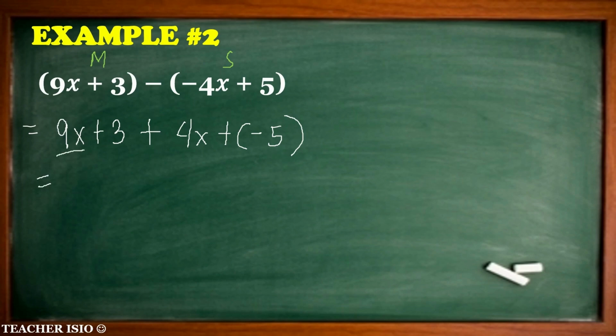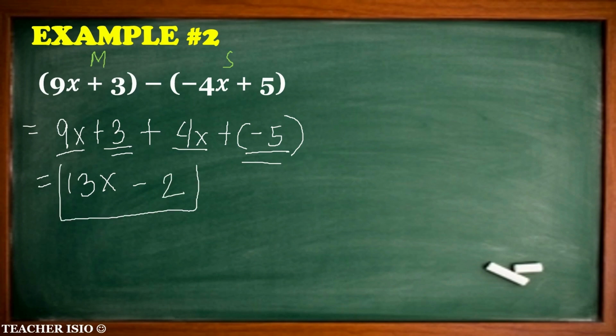So, ano ang ka-similar term ni 9x? Hanapin nyo lang yung may x dyan. So, we have 4x. So, 9x plus 4x, we have 13 and then x. 13x. Next, we have 3 and negative 5. What is 3 plus negative 5? We have negative 2. Therefore, the difference is 13x minus 2.